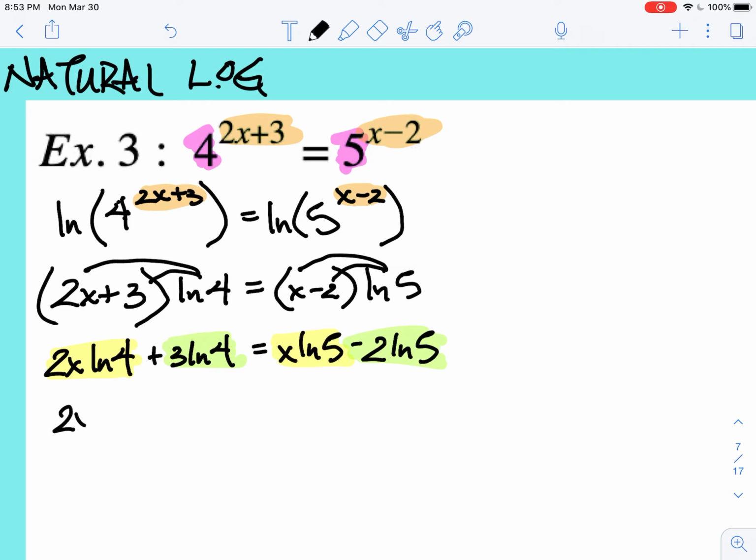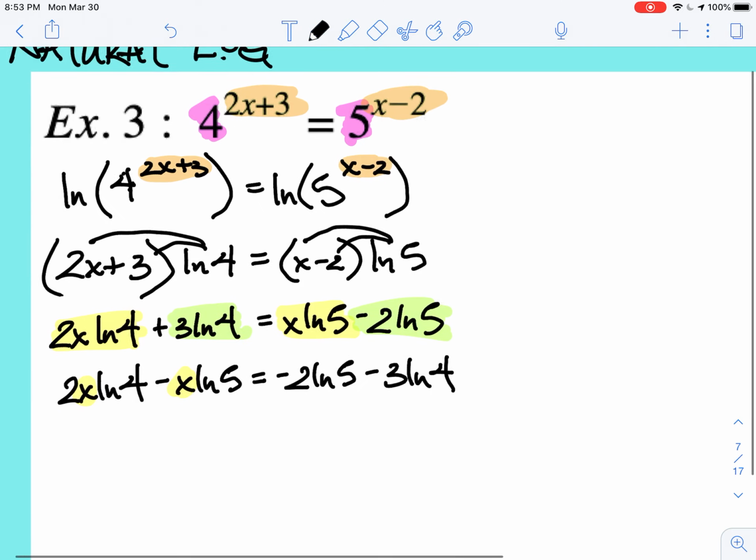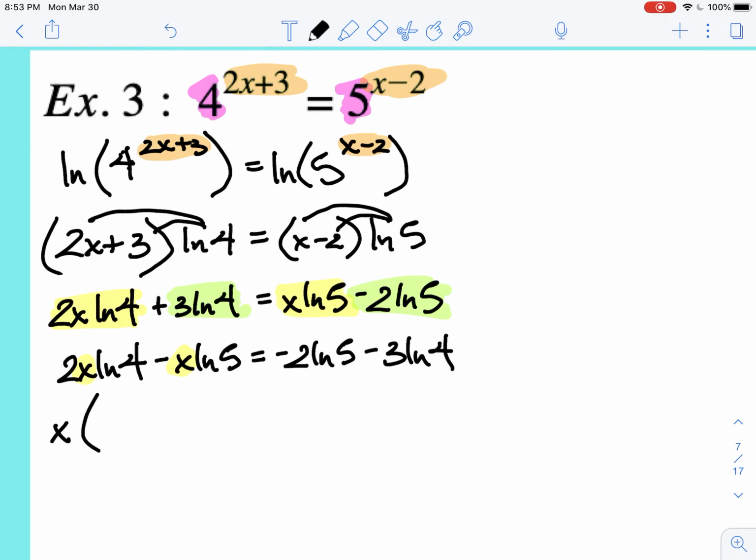So when I do that, I get 2x natural log 4 minus x natural log 5 equals negative 2 natural log 5 minus 3 natural log 4. Now the nice thing about getting these terms on the same side is that they both have an x, so I'm going to go ahead and factor out that x. So x, parentheses, what's left? 2 natural log 4 minus natural log 5.